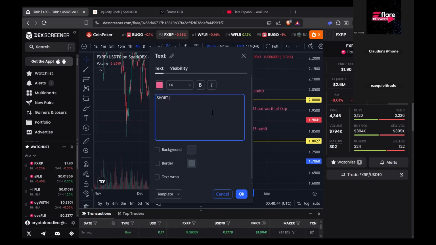Short XRP for $50. All right, we will figure it out.